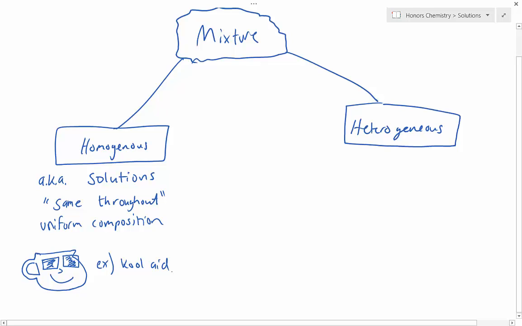And then we have heterogeneous mixtures, also known as, we have a fancy physics word for heterogeneous mixture, and it is a suspension. Also known as suspensions. Heterogeneous, the word homo means same, hetero means different. Heterogeneous solutions are different throughout. Different throughout. In other words, there's a non-uniform composition.